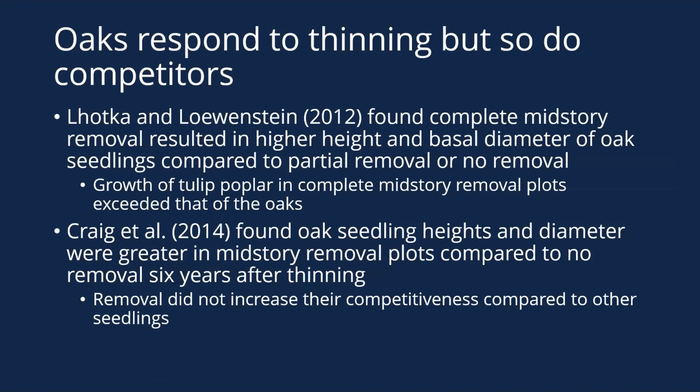We see this in other studies too, where oaks respond to thinning, but those competing species do as well. There are a couple of studies. The first one found that you did see higher heights and higher diameters of oak seedlings, but the tulip poplar and other species exceeded that of the oak, so they grew even more. And Craig, in his study, found oak seedling heights and diameters were also greater when you removed things through thinning, but it didn't increase their competitiveness because it released all the other tree species.